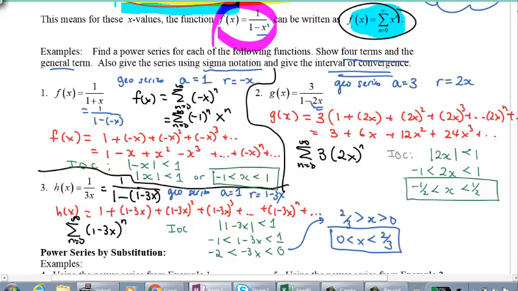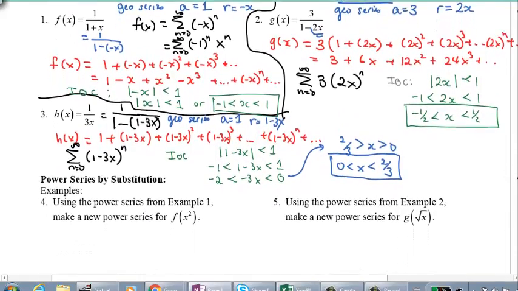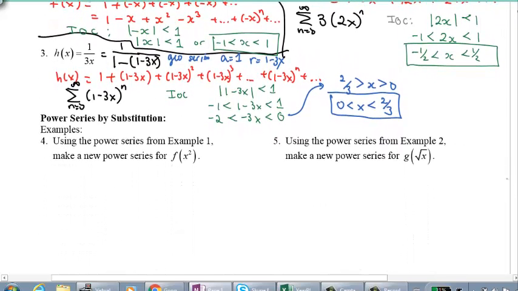So one of the first things you need to do is be able to recognize the power series and the various forms of it. Now, what can we do with these power series? Well, we can create other power series. And I'm going to do it three different ways. We're going to try to create other power series using substitution.